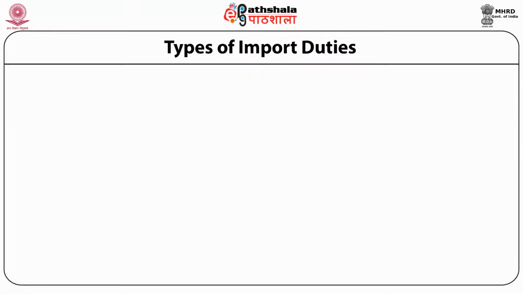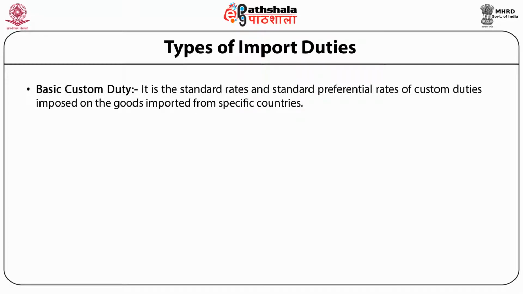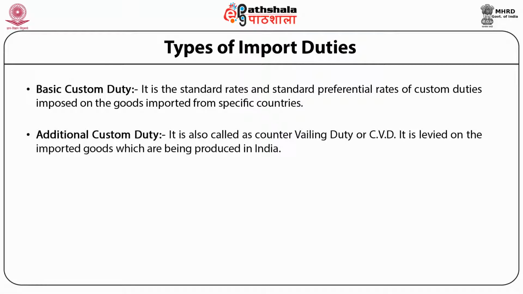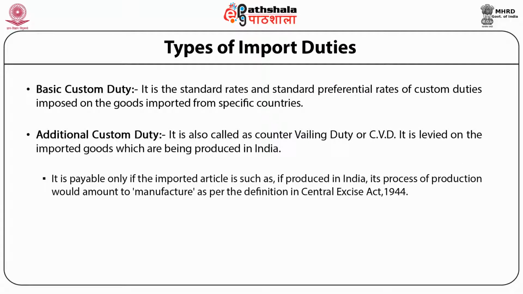Types of import duties. There are various types of import duties. One is basic custom duty. It is the standard rates and standard preferential rates of custom duties imposed on the goods imported from specific countries. Other is additional custom duty. It is also called countervailing duty or CVD. It is levied on the imported goods which are also being produced in India.